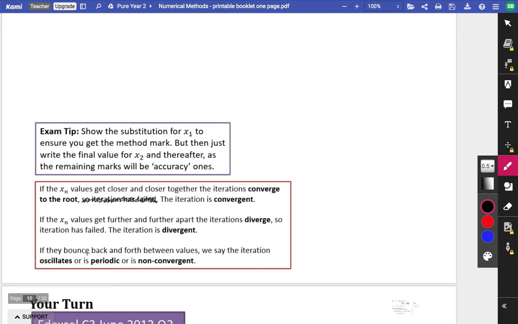Last of all, it says here, if they bounce back and forth between values, we say that the iteration oscillates, or is periodic, or is non-convergent. Oscillate should remind us of the sine graph that oscillates up and down. Periodic also means it repeats itself over a particular period. The easiest one to remind yourself though is if something is not convergent, you can just call it non-convergent. This is the one that matters for it to go to a particular value. If it doesn't, you can just call it non-convergent.